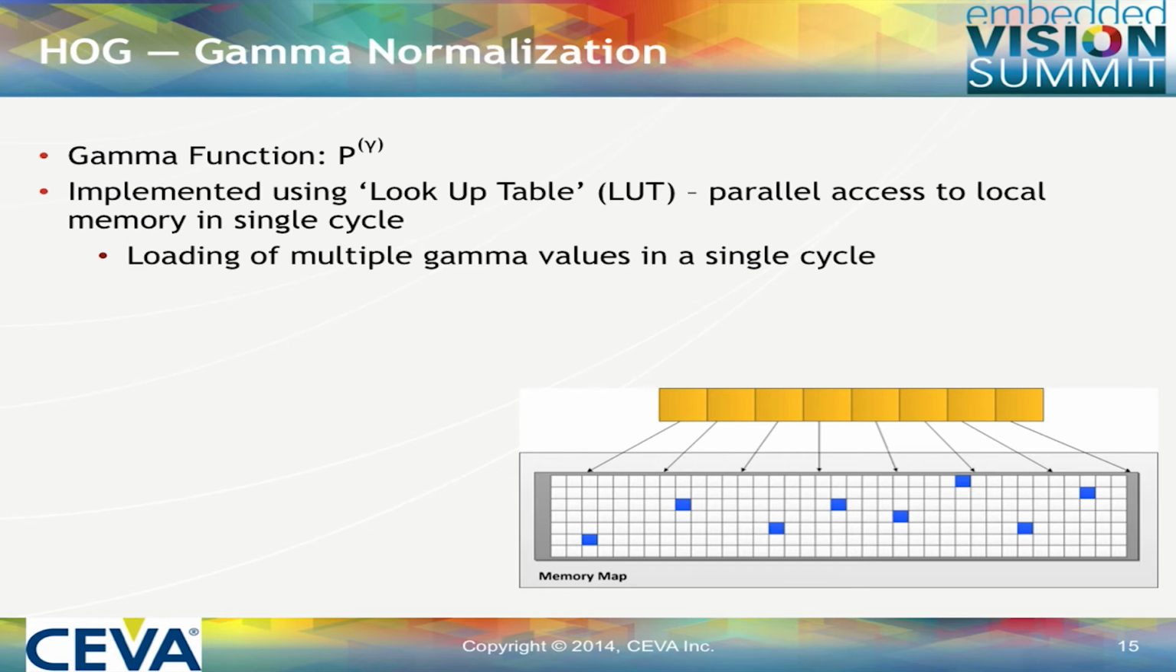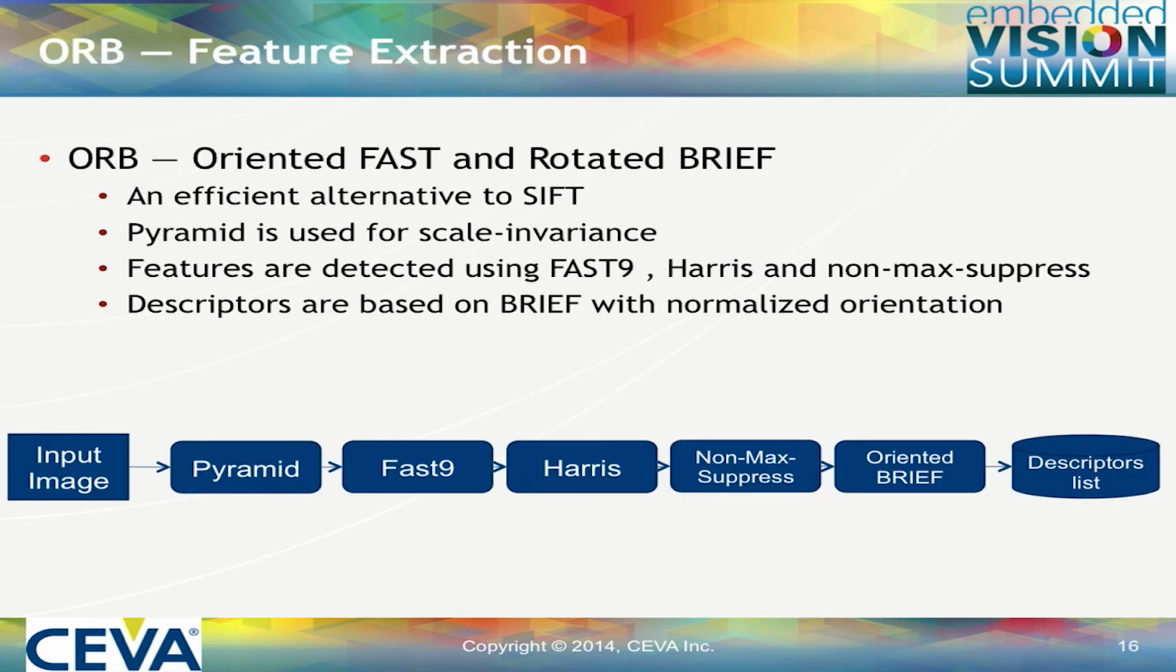So this is exactly what the MM3101 technology allows. We can load several numbers from the same lookup table in one cycle into a vector, and then keep on working in a SIMD fashion. We call this lookup table parallel access. So this concept, a very, very powerful concept, will return in the next slide. Let me move on to a different feature extraction called ORB.